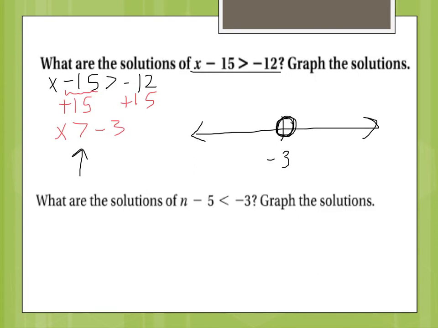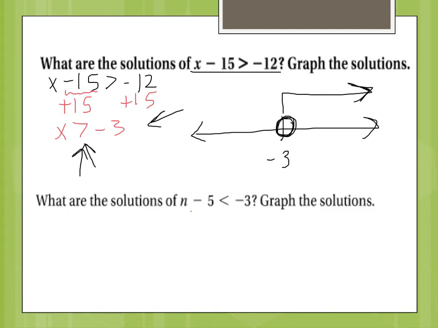And it says x is greater than, so any number that's greater than negative 3 would give me a true statement for my inequality. And again, since my symbol is pointing to the right, then my arrow should be pointing to the right.